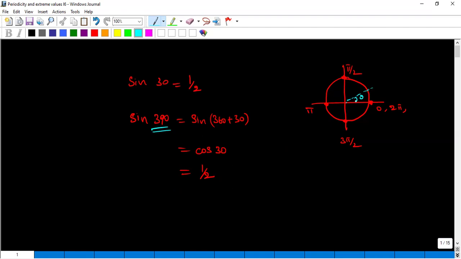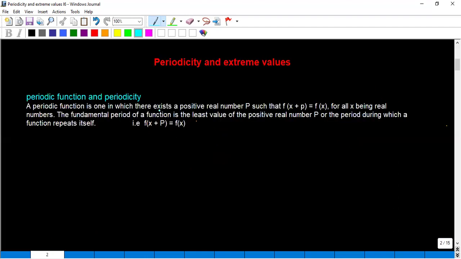390 means you are taking a complete round and you are going to the same location. That is sine 390. That means sine 30 and sine 390 are having the same values. This particular nature is known as periodicity. And we are going to see today what is periodicity and how to find out extreme values.